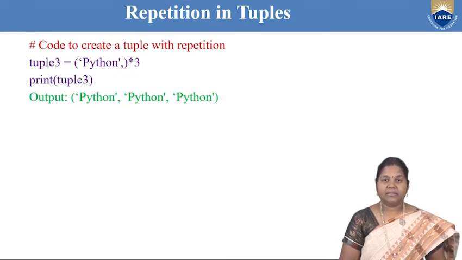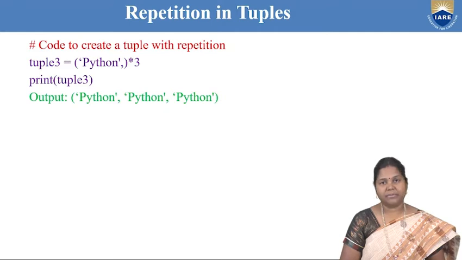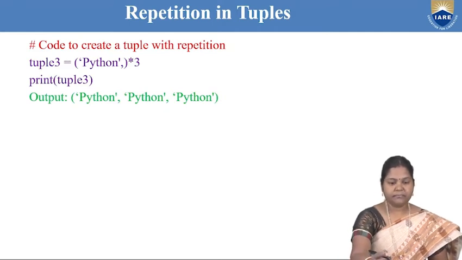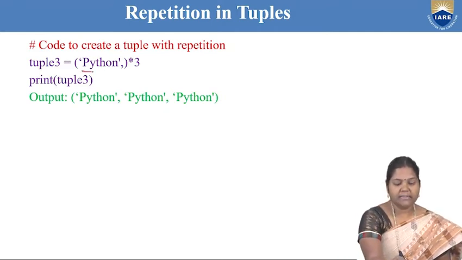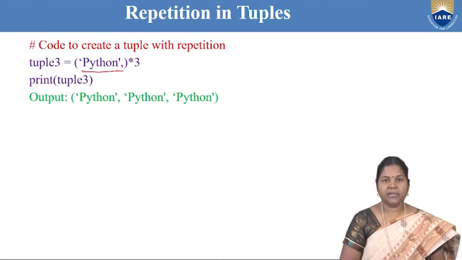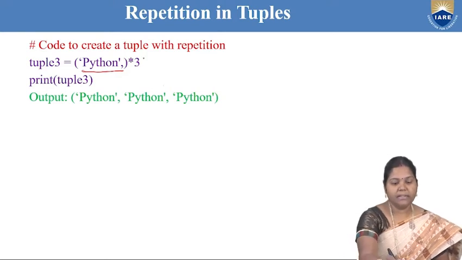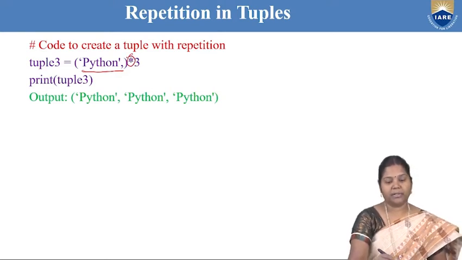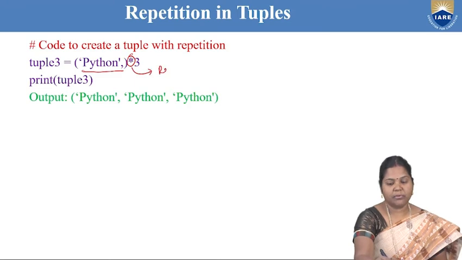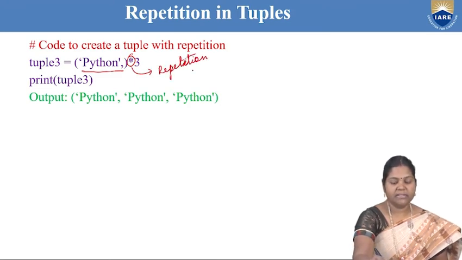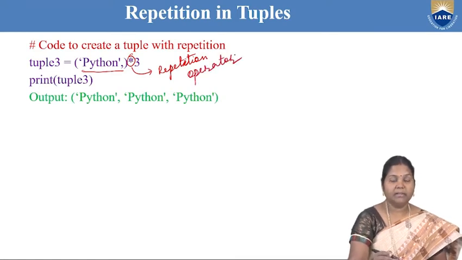Now, next concept is how to do repetition of elements in tuples. Suppose there is a tuple which contains a string called Python, and I want to repeat this 3 times. So what do I have to do? Simply I have to use the repetition operator over here. So this is called the repetition operator. This repetition operator will repeat the tuple element 3 times.